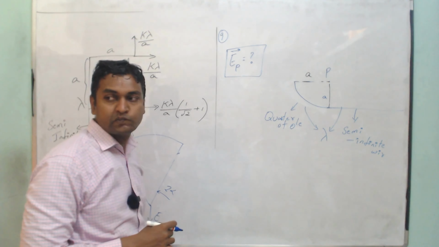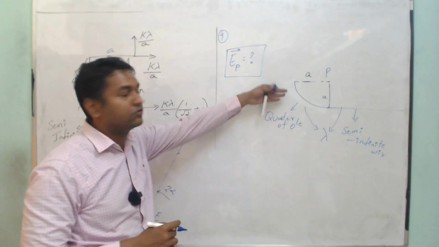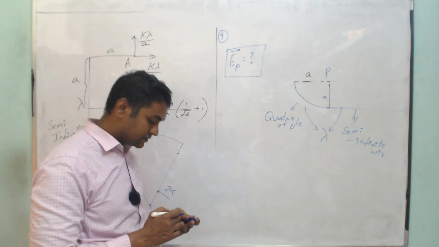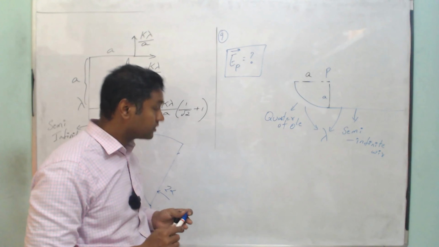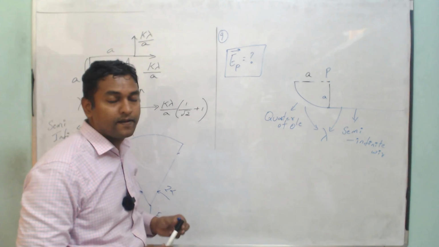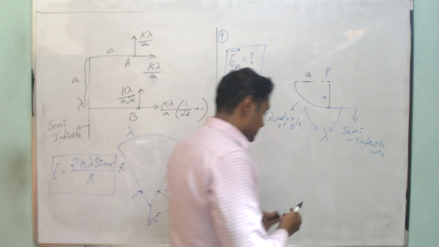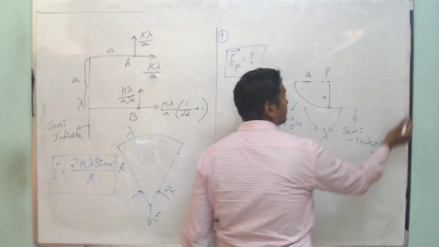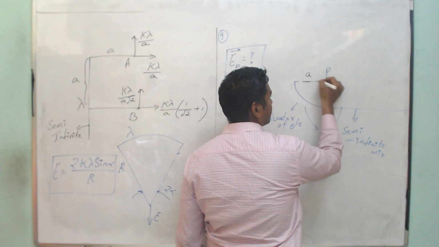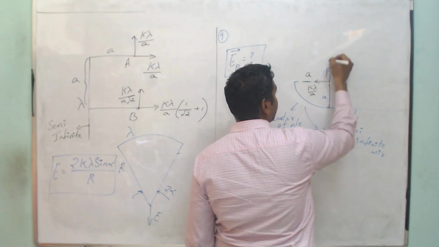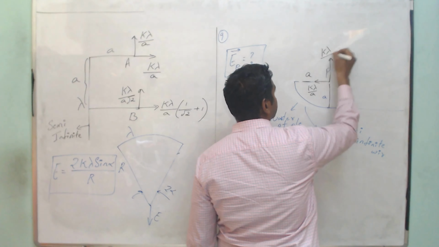First, let me solve it. Next one, you solve it. There is a possibility that you might go wrong. So first, the easy one is this semi-infinite wire. The semi-infinite wire is going to have k lambda by a in this direction and k lambda by a in this direction. There is no problem.